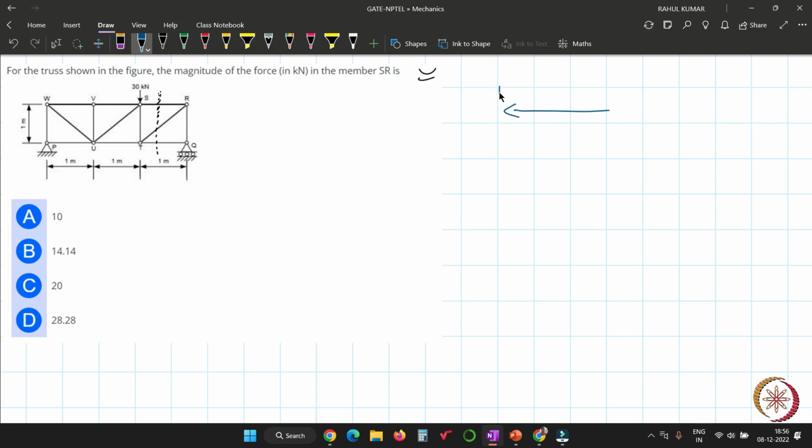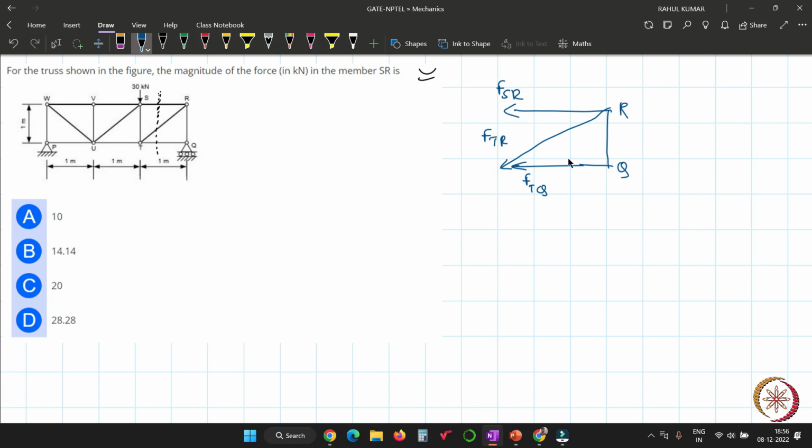Sir, is the answer 20? Yeah, it is the correct option. So this is the force FTR, and this is the force FTQ, and here the member is RQ. You have to determine the value of SR.